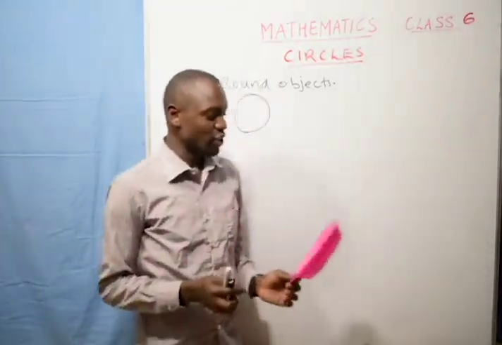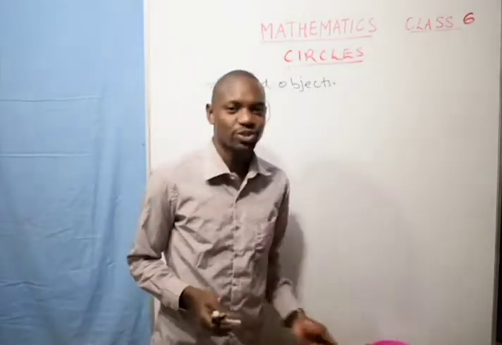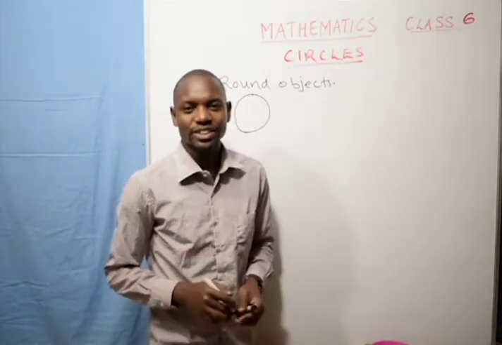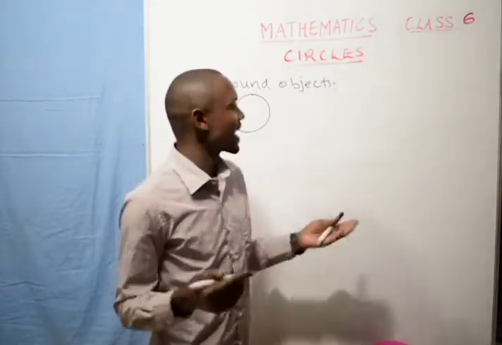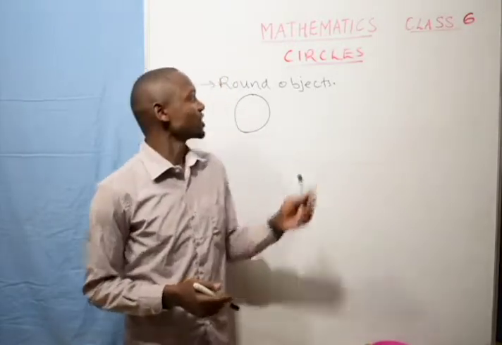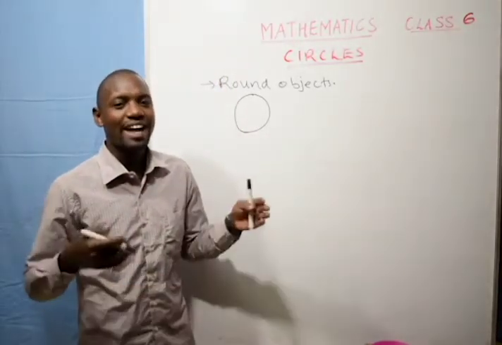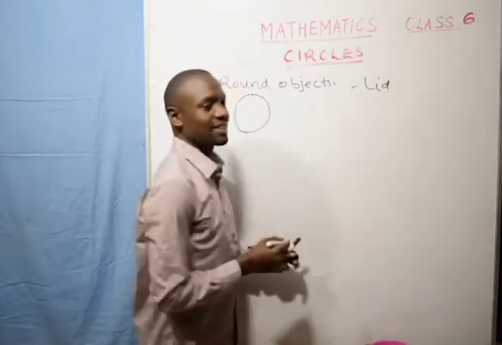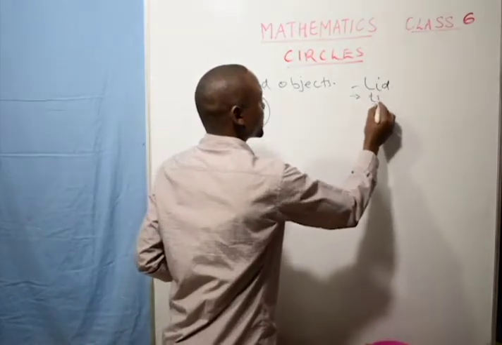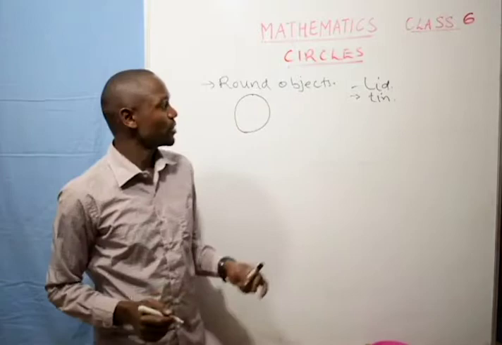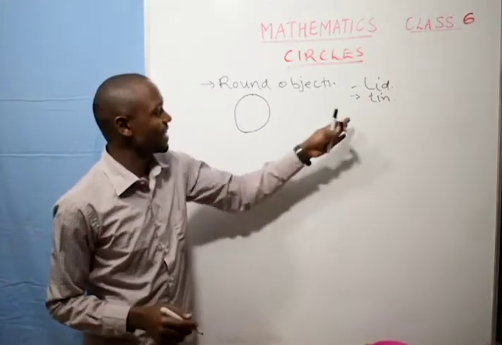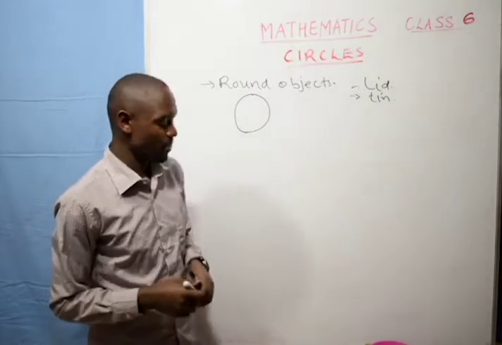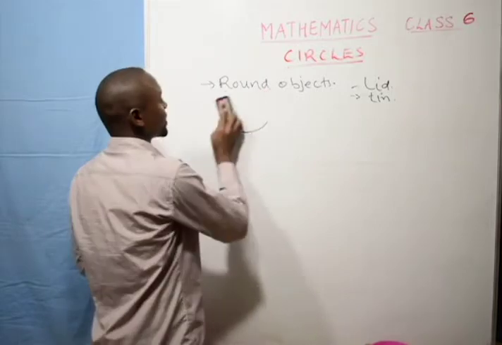Other things which are circular in shape, we have a plate. What else do you know as a circular shape? We have a basin. What else? We have a wheel or a tire. We have a lid, for example, the lid of a tin. We have the shoe polish tin, that is, it has a circle shape. So anything that is circular in shape is called a circle. Anything that is round in shape.